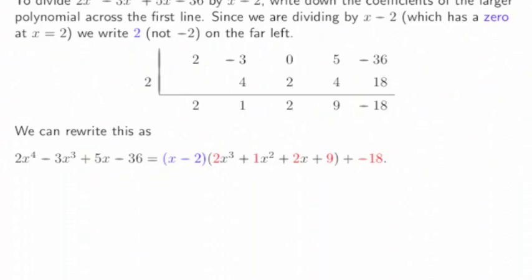Or we could rewrite it this way and say that the fourth degree polynomial we started with is equal to x minus 2 times that quotient. The quotient comes from the 2, 1, 2, 9 on the last row, and then a remainder, minus 18, is the last term on the last row.